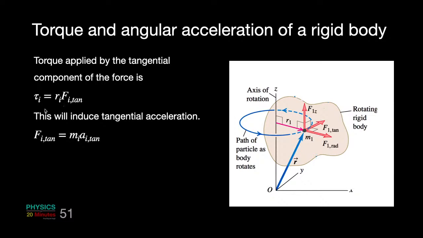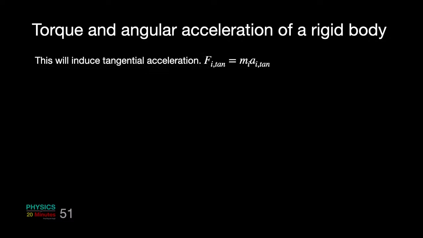Now, whenever the torque acts, whenever this tangential force acts, it will induce tangential acceleration. We have already studied tangential acceleration in the dynamics of circular motion, so please revisit that concept. F is equal to ma. So force on the ith particle will produce acceleration on the ith particle. Therefore, I can combine everything together.